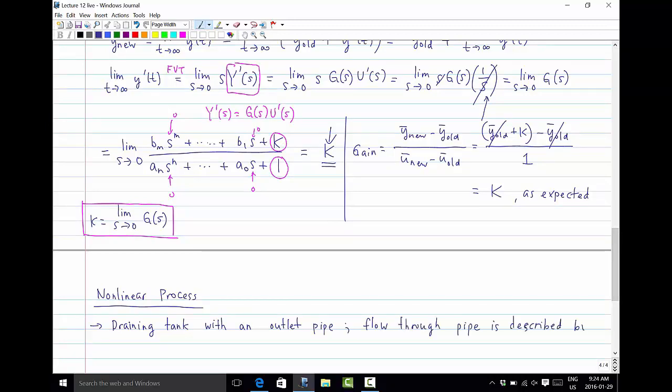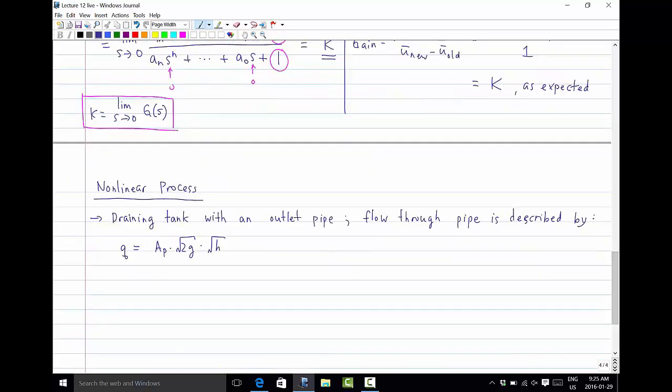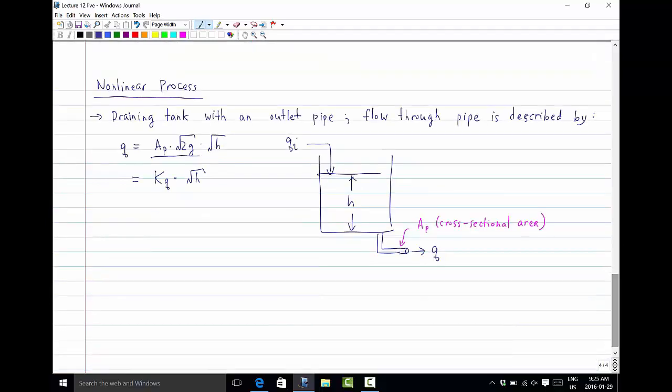The outlet flow rate Q is related to the height of the tank in a square root fashion. The constants arise from Bernoulli's principle, and we simply lump them together using a value k_q. This simplifies the mathematical processes following this example. Note that A_p is the cross-sectional area of the pipe, and A is the cross-sectional area of the tank.